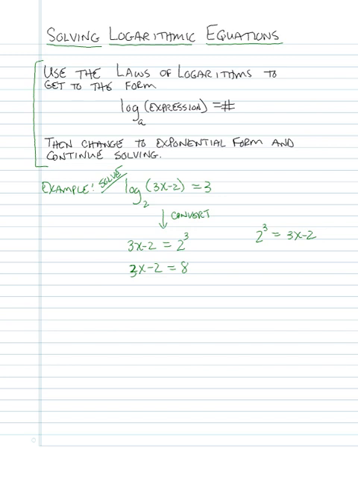And now we continue solving. We add 2 to both sides, and we get 3x is equal to 10, and then we divide both sides by 3, and we get x is equal to 10 over 3. We would most likely leave our answer in that form and not approximate at all.